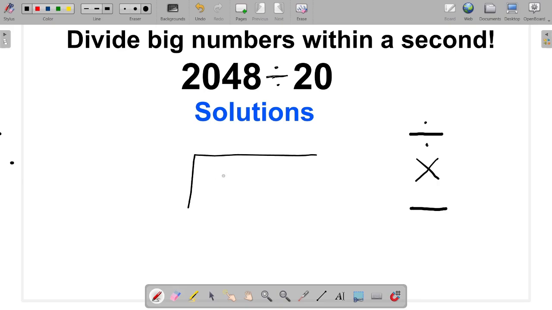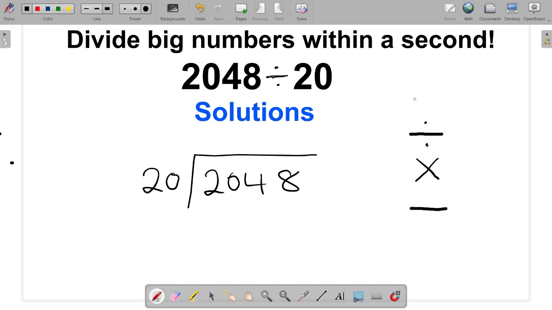Good. After that, you write the dividend into the long division bracket, like this. Now you write the divisor outside the bracket. Good. So this is actually what we'll be using.